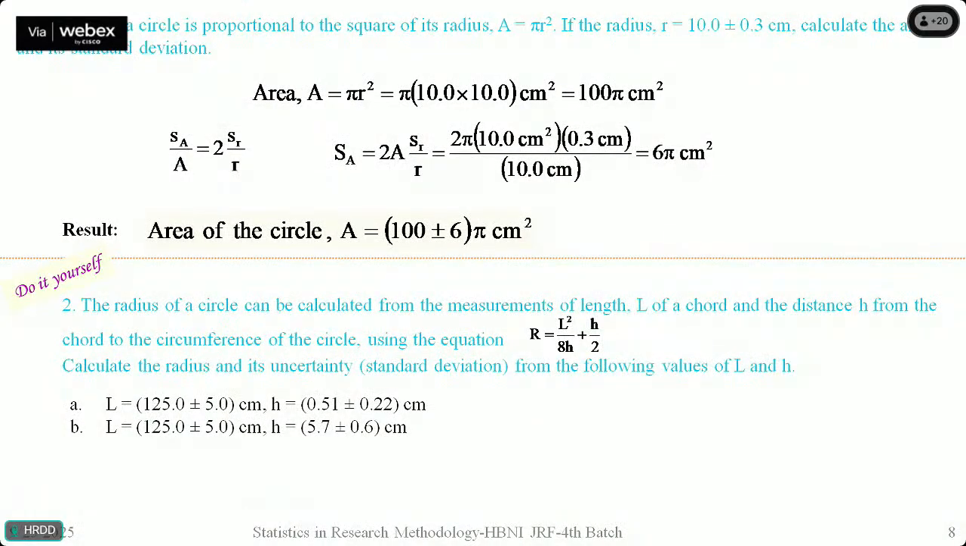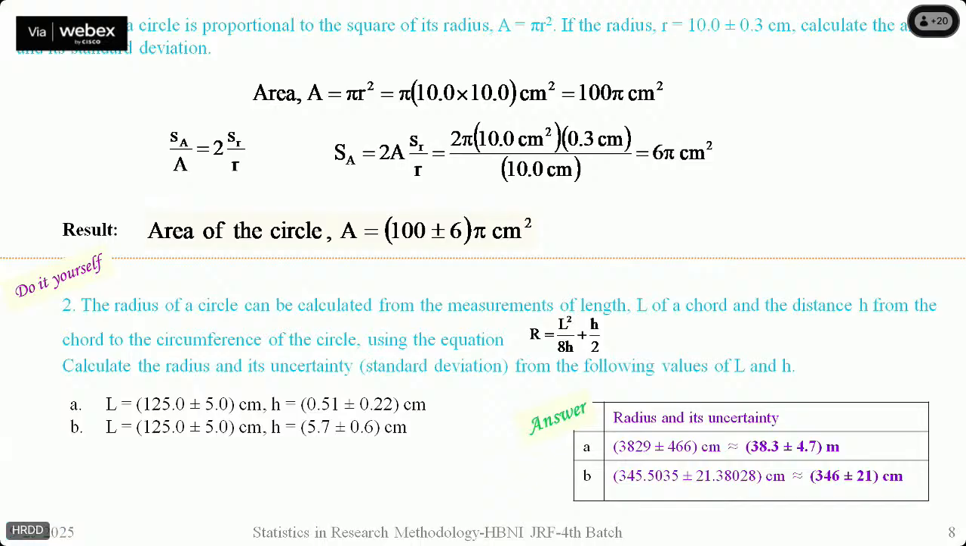Similarly, when you divide by H, the error propagation rule will be the same. You can do the division. Square the 125, divided by 8 times H, 8 into 0.5. Plus H by 2 also you can do. Anybody else has done? Given a try. 3829, then 466. Now, as per the rule, we go for two significant figures in the standard deviation.